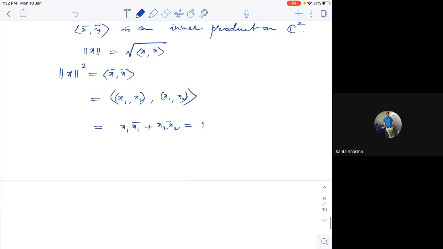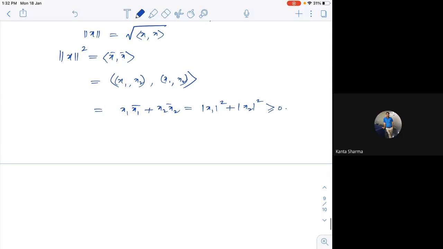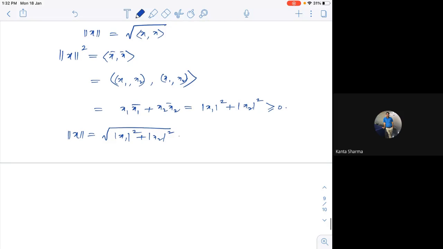So it is nothing but the modulus of x1 squared plus the modulus of x2 squared, because x1 times x1 bar is the square of the absolute value of x1, and this is the square of the absolute value of x2. This is what we get. I think this is always non-negative, right? So if I look at the norm of x, what is it going to give you? It is nothing but the square root of modulus of x1 squared plus modulus of x2 squared. Is it the length of the vector?